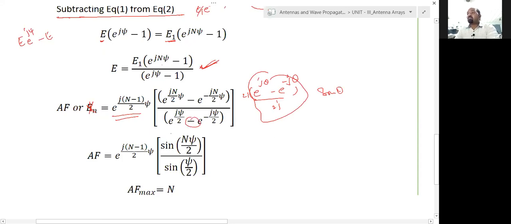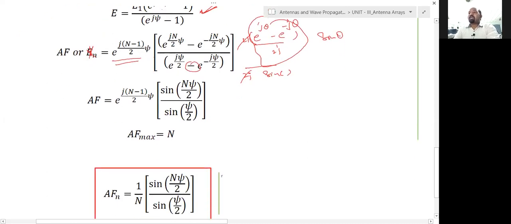So again if you multiply and divide with 2j, this 2j and the 2j will get cancelled, and we will have one more sine term. So in both the numerator and denominator you will get sine terms, right? Therefore sine n psi by 2 by sine psi by 2, right? Here sine n psi by 2, and here we have psi by 2. Therefore sine n psi by 2 by sine psi by 2.